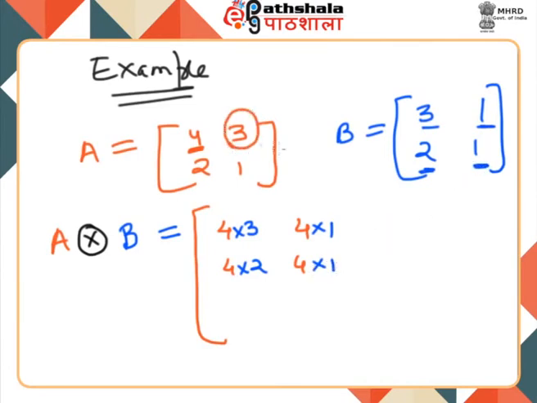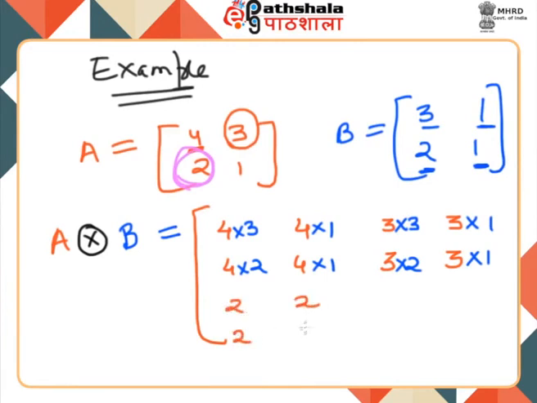Now let us take the next element of the matrix A, which is 3. We write 3 here, here, here and here, and it is multiplied by all these 4 one by one, that is 3 multiplied by 3, 3 multiplied by 1, 3 multiplied by 2 and 3 multiplied by 1. Similarly, we take the next element of the matrix A, which is 2, and write 2 at these 4 places, multiplying by 3, then 1, then 2 and then 1 in the respective places. That is, 2 multiplied by 3, 2 multiplied by 1, 2 multiplied by 2 and 2 multiplied by 1.